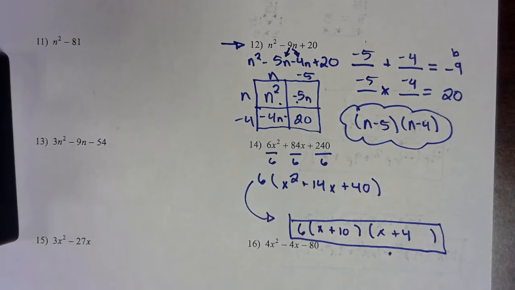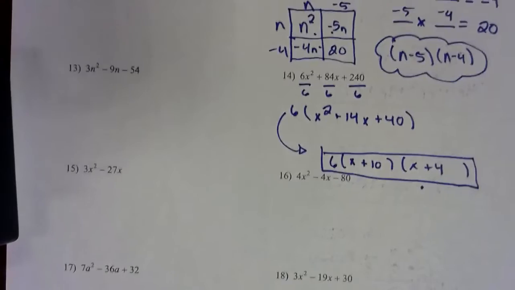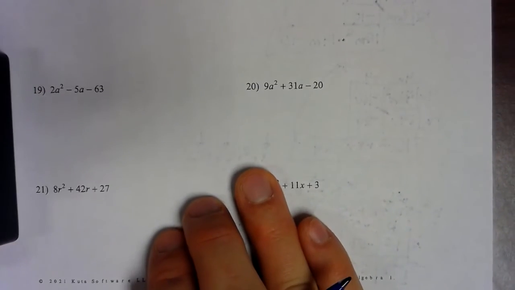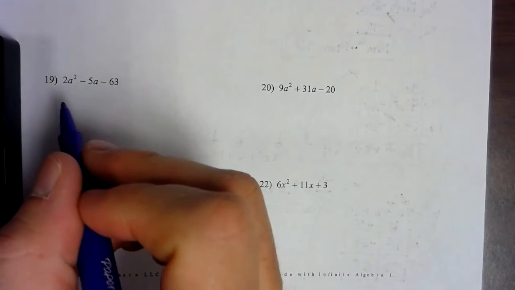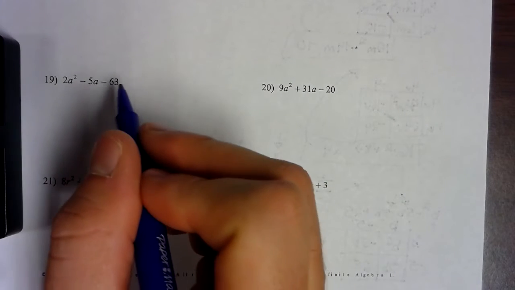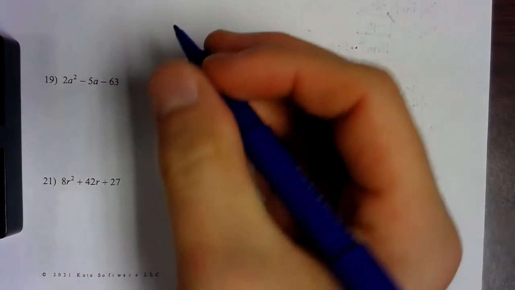Now, I know I said I was going to do just one more, but we're going to actually come back and do one more on top of that, because that one was just a GCF on top of the factoring we've already done. Let's look at 19 here. 19, if I look for greatest common factor of 2, that doesn't work, right? 5 is not divisible by 2, and neither is 63. So we need to get straight into our factoring process.